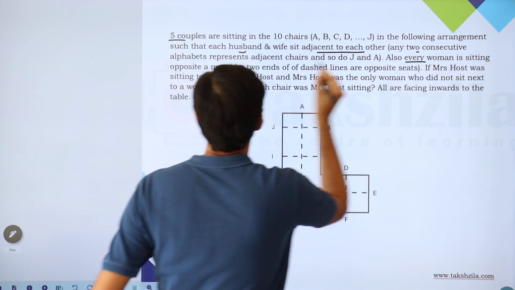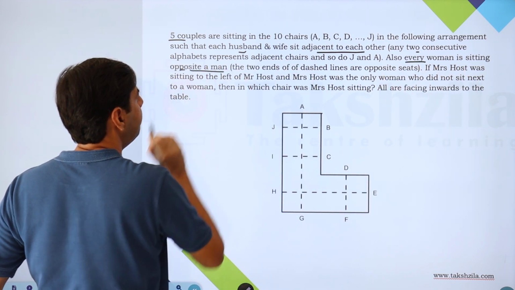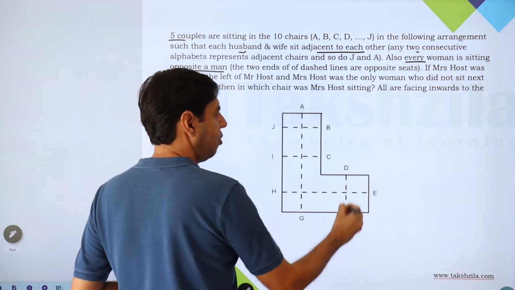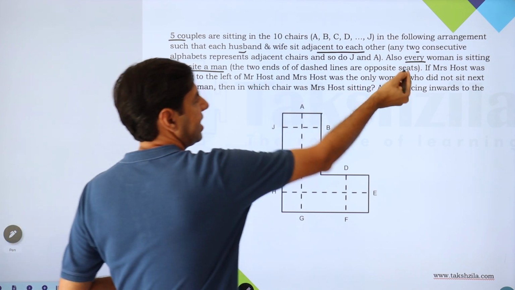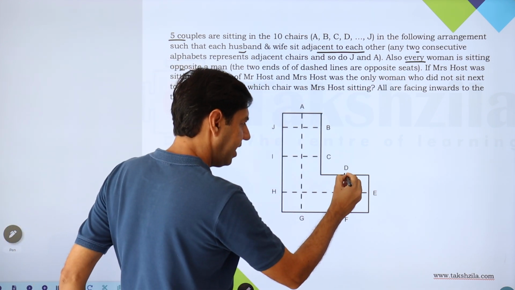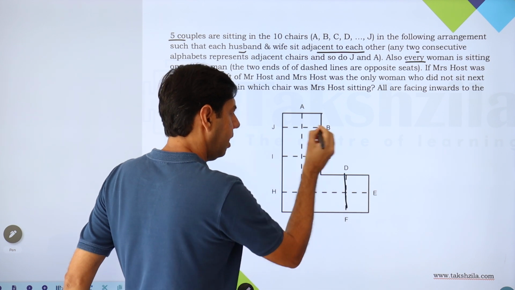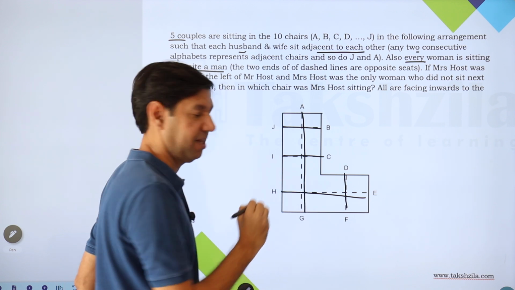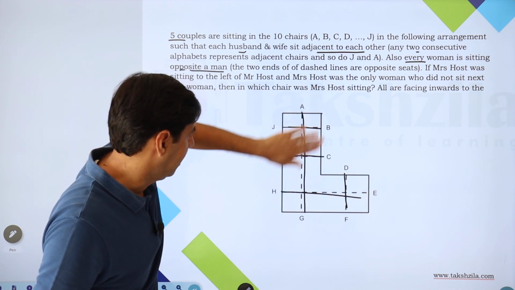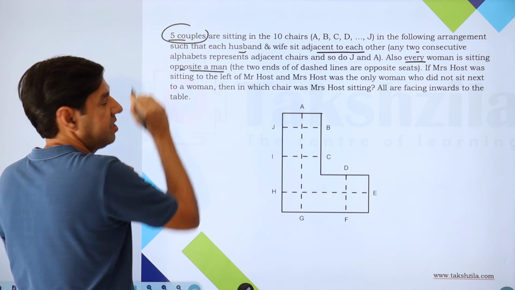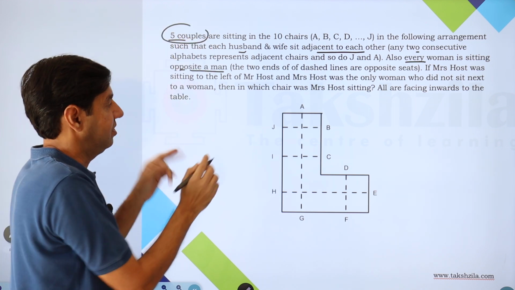Also, every woman is sitting opposite a man, and the opposite is the ones at the end of the dashed lines. Yeah, this is all explained over here. So if I look at the dashed lines, we have 1 line over here, 2 here, 3 here, this is the 4th and this is the 5th line. So there are 5 dashed lines that represent the 5 opposites, and there are 5 couples.